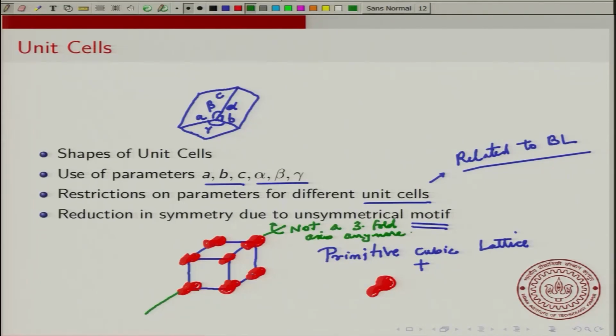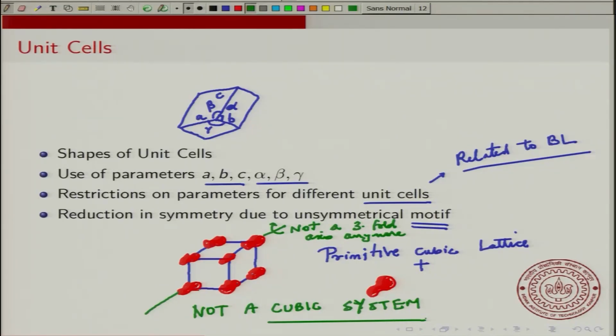Okay, so even though the unit cell is cubic, looks like a cube, because of this unsymmetrical motif, it is not a cubic system. So it does not belong to a cubic system, and this is very important: the symmetry of the crystal is very different from the symmetry of the unit cell. So the unit cell is a simple cube, but the symmetry of the crystal is very different from that of the unit cell.